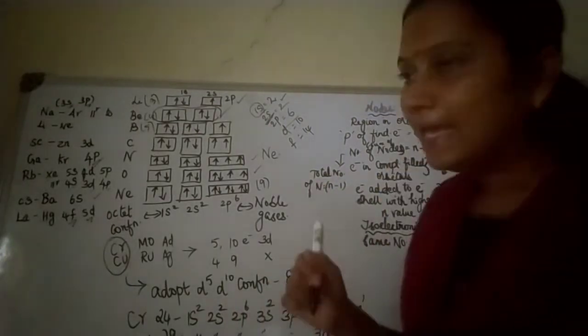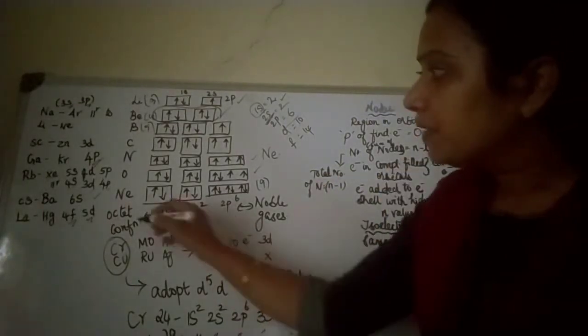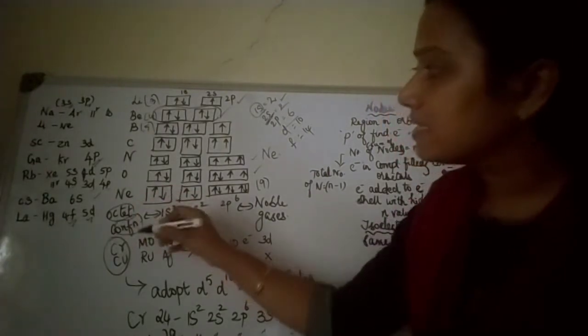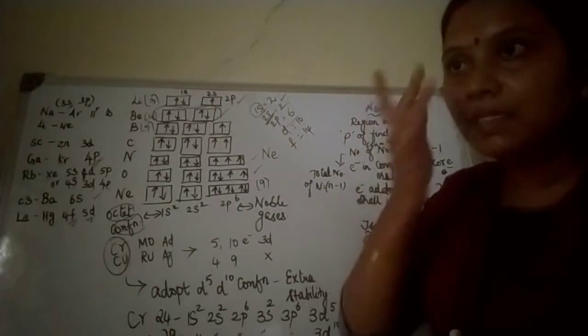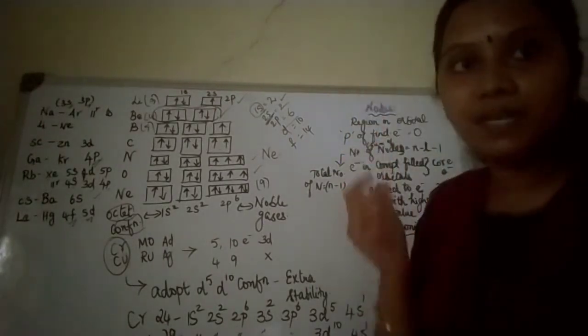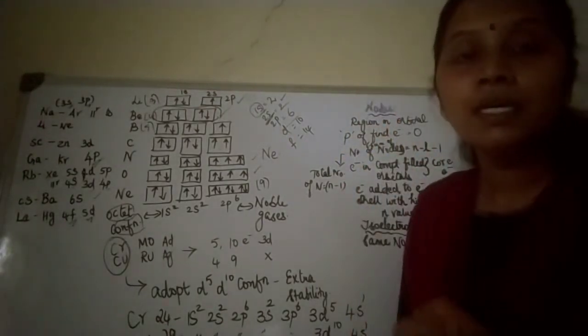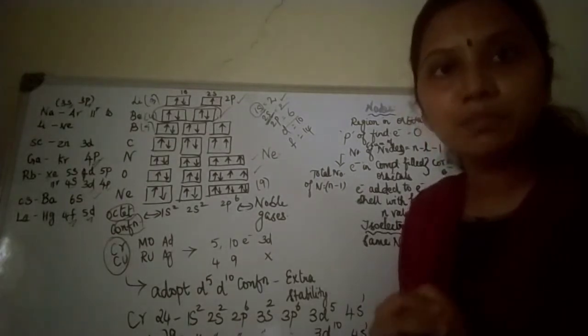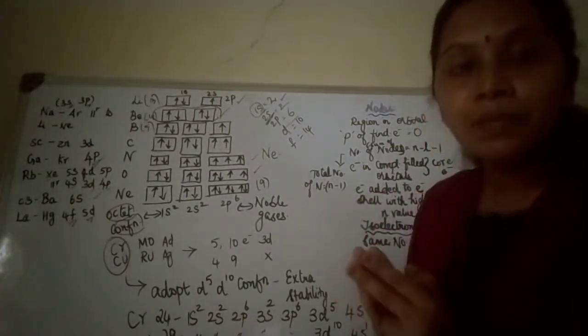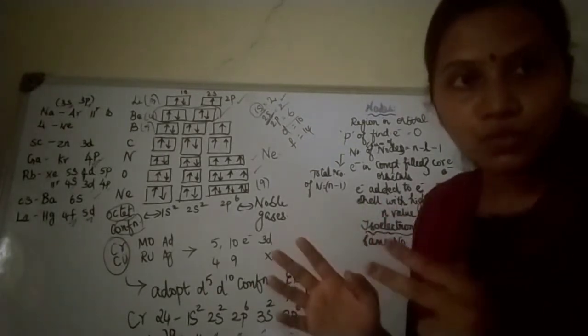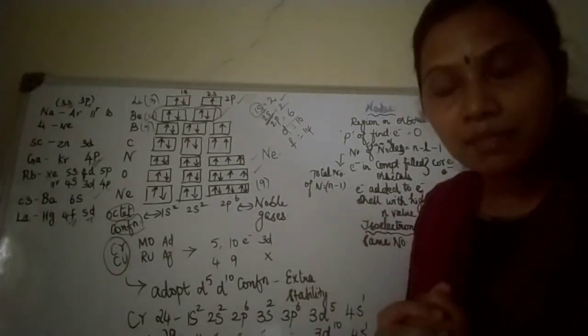Now, what are the exceptional cases that I will be telling you? Before moving to exceptional cases, let me highlight octet configuration. I think you might have studied this in 9th standard. Children, octet configuration is nothing but 8 configuration. Those elements whose configuration became 8 are said to be stable. They are said to be noble gases, because they are not going to react. They are called inert elements or noble gases.